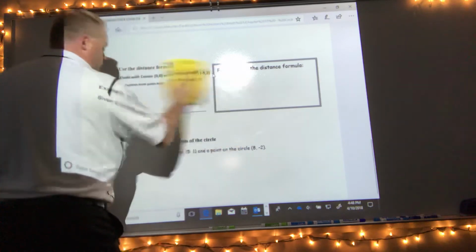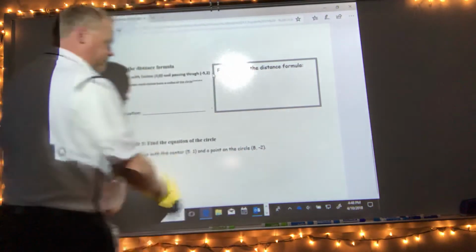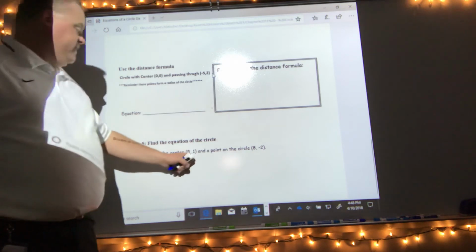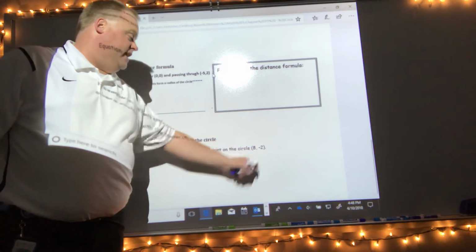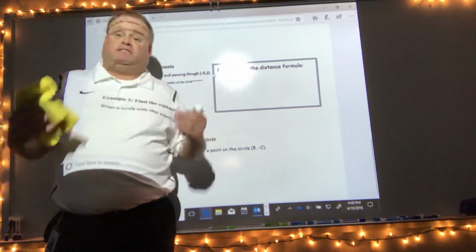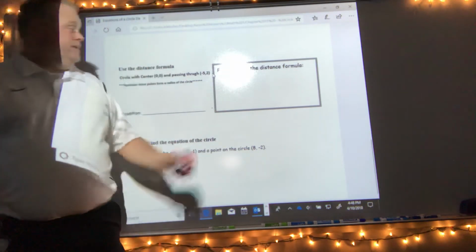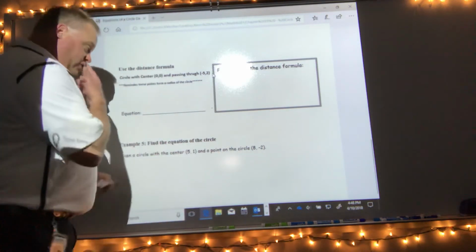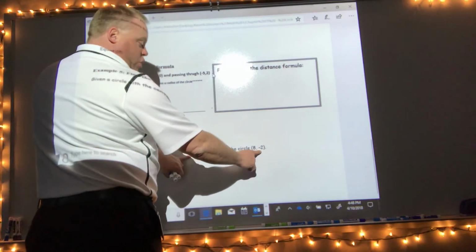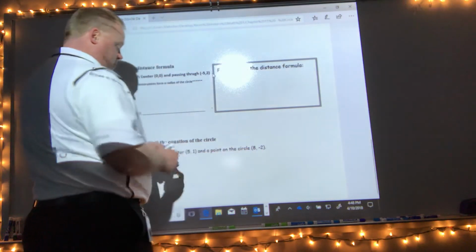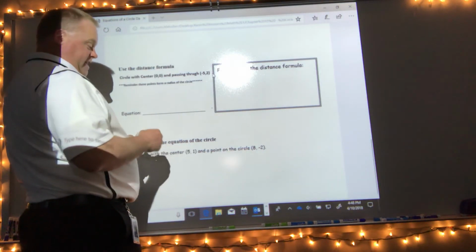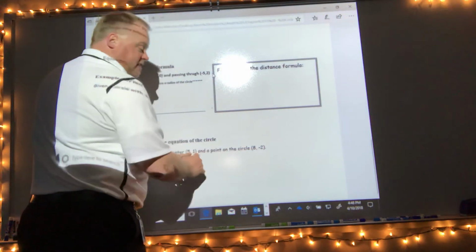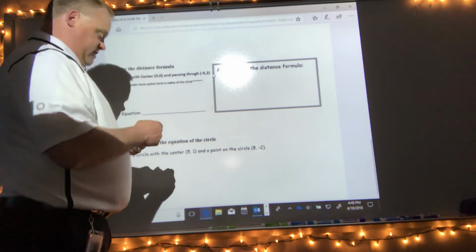But hopefully you're understanding. All right, the last one says, given a circle with a center 5, 1 and a point on the circle 8, negative 2. Well, we want to use the distance formula for this one. So I'm going to do it inside the box because I can't scroll down any further. So this is my center, this is my point on the circle. So I'm going to find that radius. From here to here is a radius of my circle. So find that. Here we go.